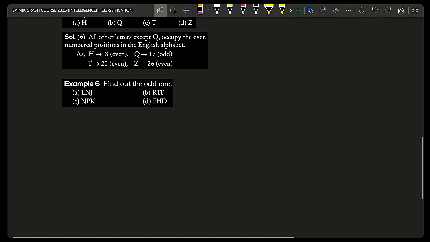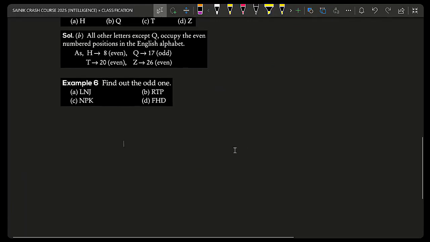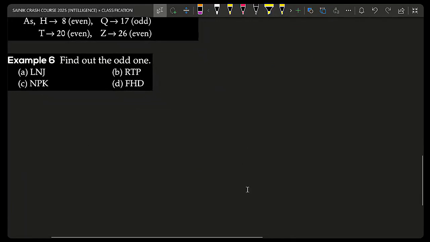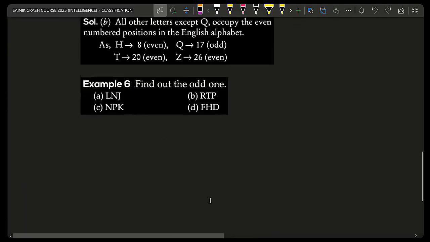Manaswini, you're asking me to zoom the screen. Okay, I'll do that. I hope now it's clear for you.